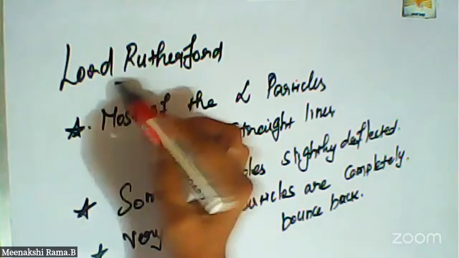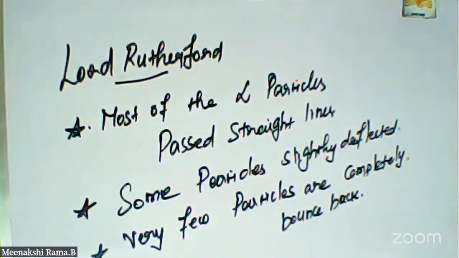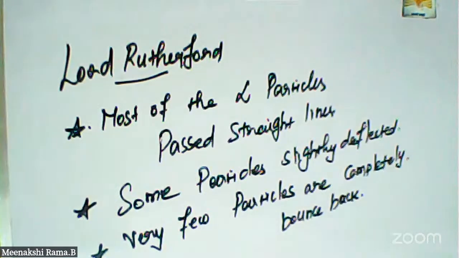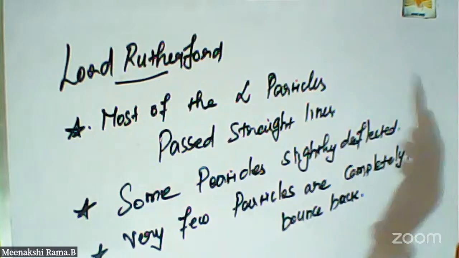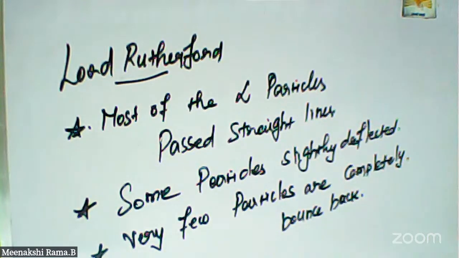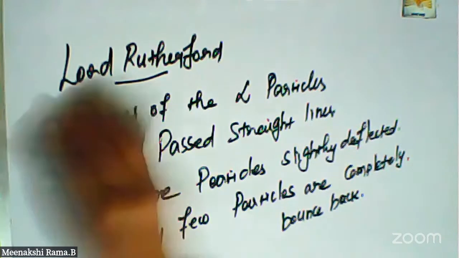So Rutherford, the scientist from New Zealand, did one experiment with the help of the gold foil. The alpha particles are sent through the gold foil. He observed the details. Most of the alpha particles pass in a straight line through the foil, some of the alpha particles are slightly deflected, and very few particles are completely bounced back. So these are all the conclusions of his experiment. Did you understand? Is that clear?